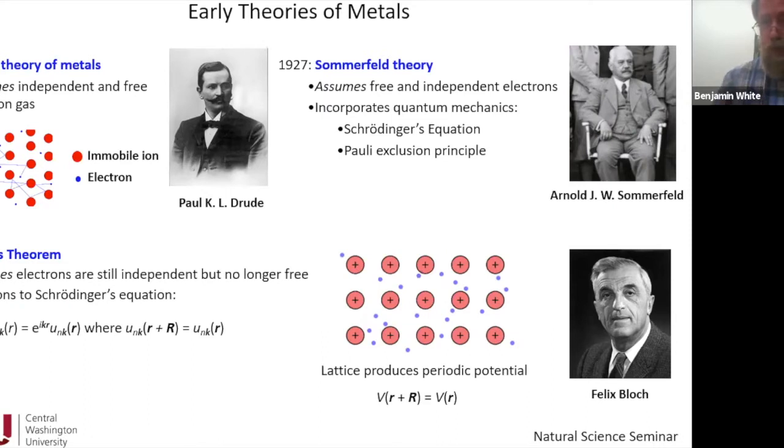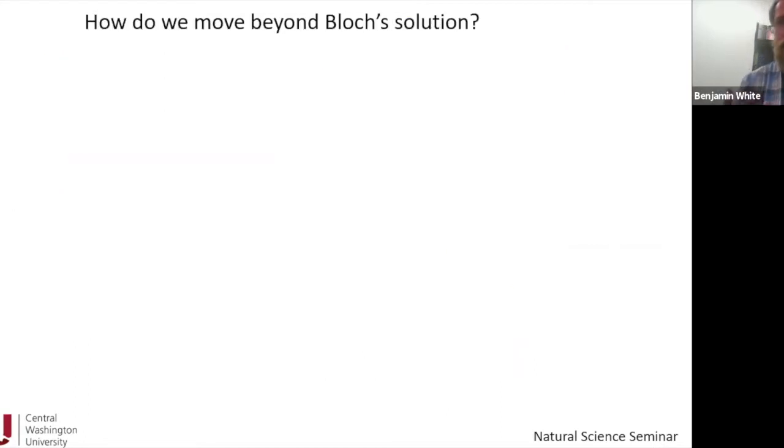But in all of these models, we had to completely neglect electron-electron type interactions, and that's really what we're meaning by these correlations. So how do we move beyond Bloch's solution? Well, in general, whenever we do quantum mechanics, it always boils down to solving the Schrodinger equation. So the Schrodinger equation is right here. It's a partial differential equation. And it always looks like this.